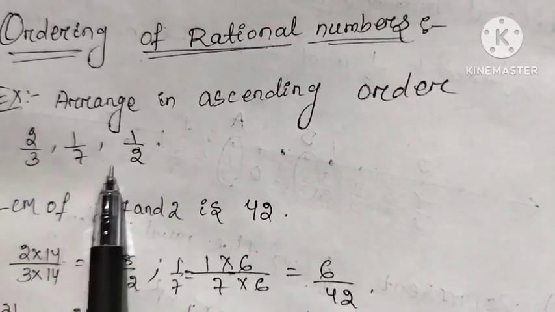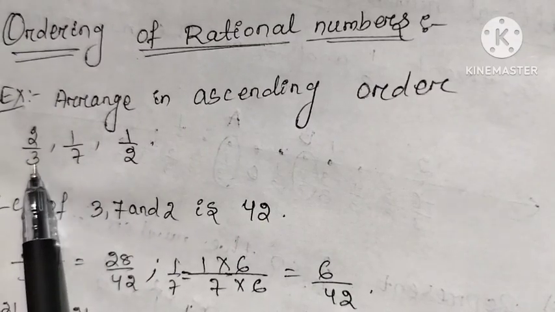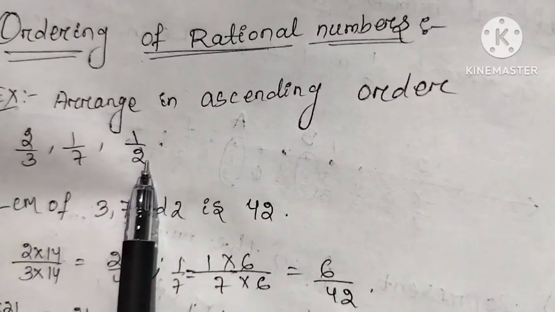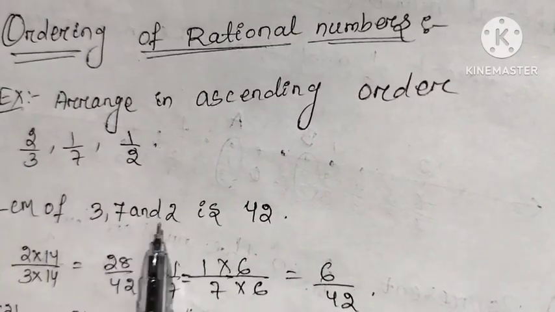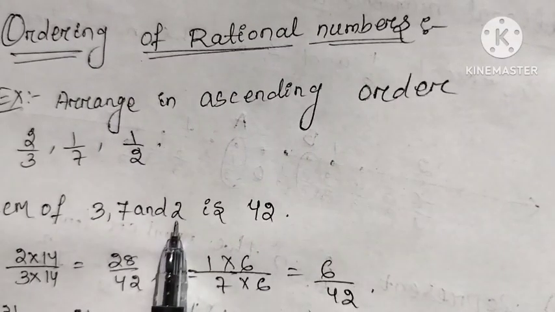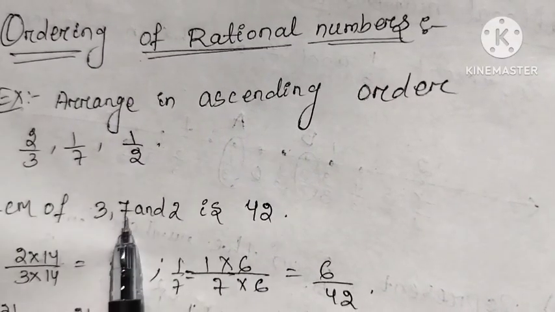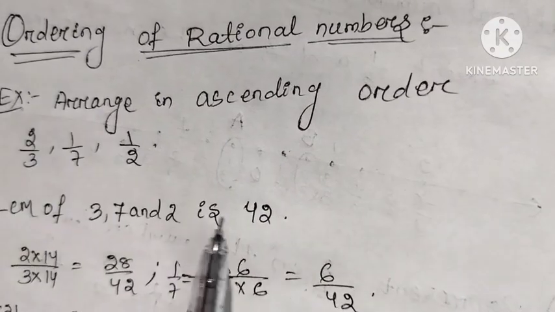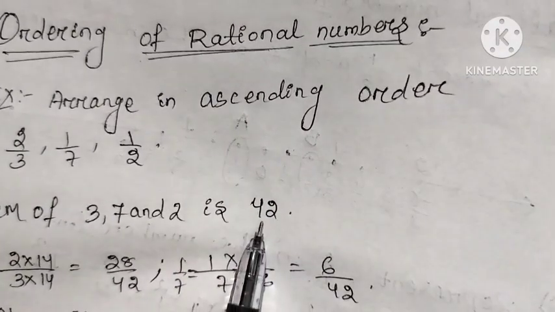First you take the LCM of all the denominators. 3, 7 and 2. LCM of 3, 7, 2. All are not divisible by a single number. That's why 3, 7 are 21. 21 into 2 it is 42. Then LCM is what? 42.